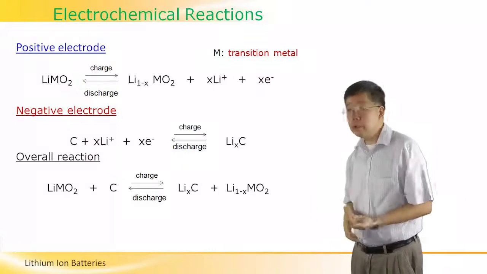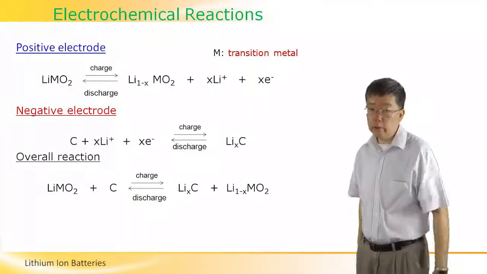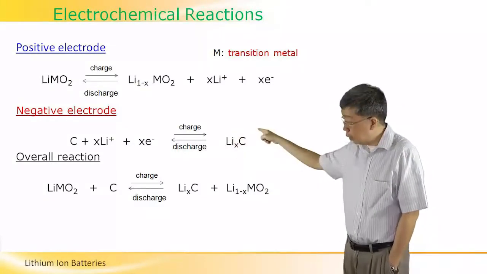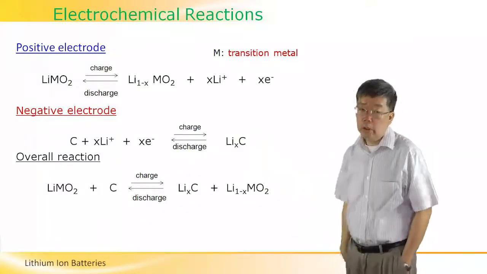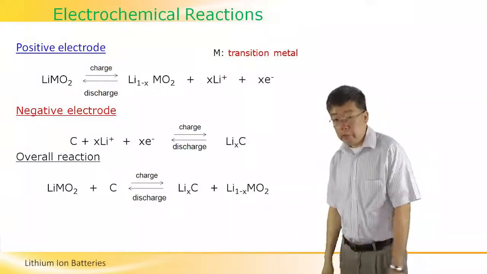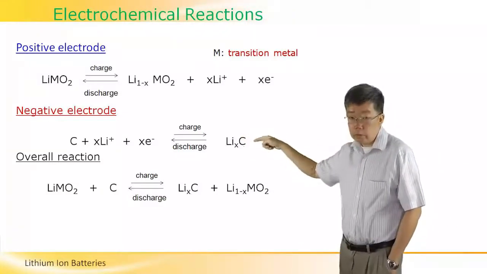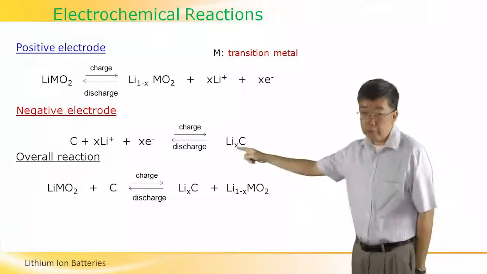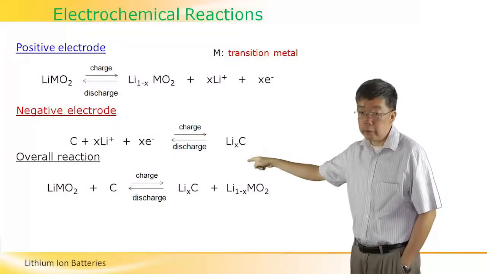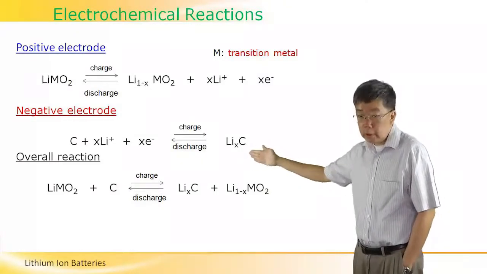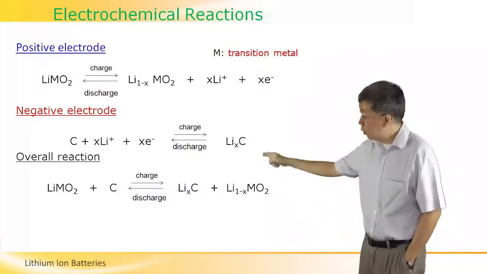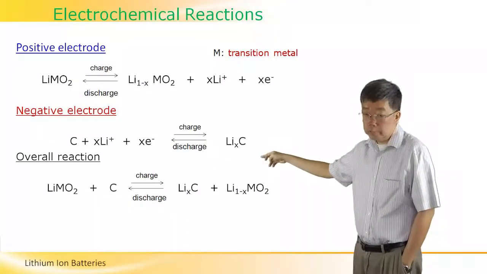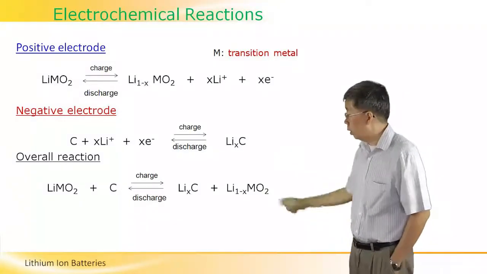And for the charging cycle, everything is reversed. And this is shown by the left to right arrow in these two electrode reactions. If we combine the two reactions, we will obtain the overall reaction. So you can see that we have LiMO2, we have graphite, and they can be turned reversibly into lithiated graphite and also the lithiated transition metal oxide.